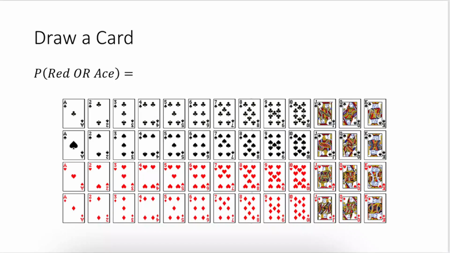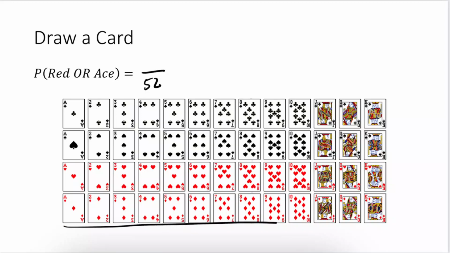All right, so let's say that we wanted to draw a card from a standard deck of cards, and we wanted to find the probability that we draw either a red card or an ace. So one way that we could calculate this is we could just calculate the total number of outcomes, which in this case would be 52, and then we could count the number of favorable outcomes.